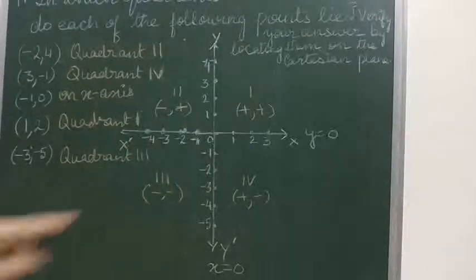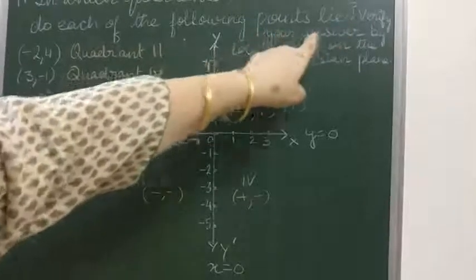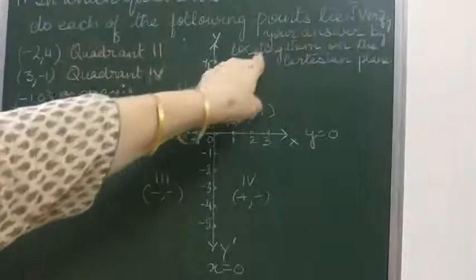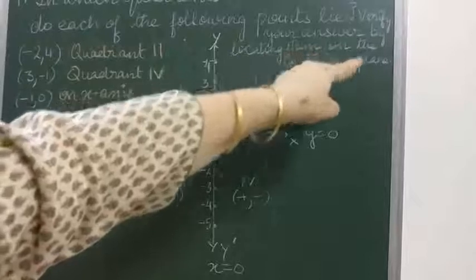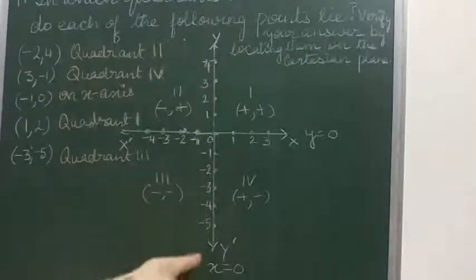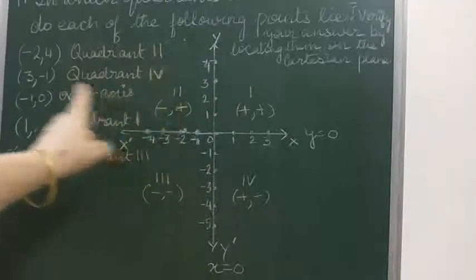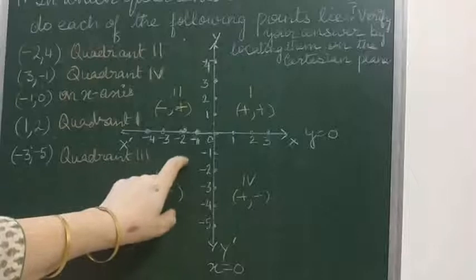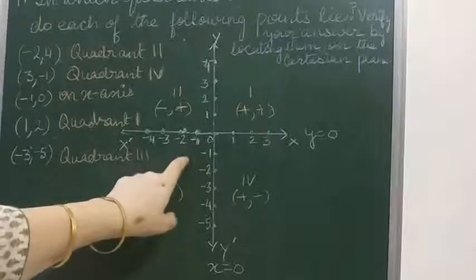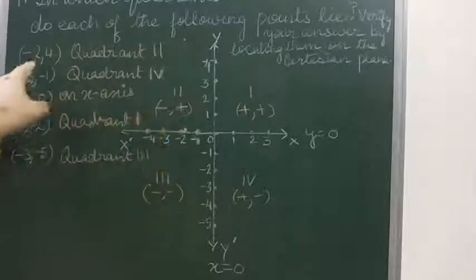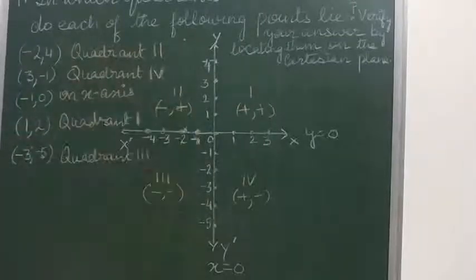Next part is: verify your answer. Verify your answer by locating them on the Cartesian plane. So this is the Cartesian plane. We have to plot these points on this plane, and for this you will use your graph paper. So here we start.